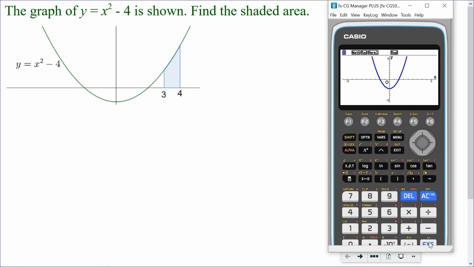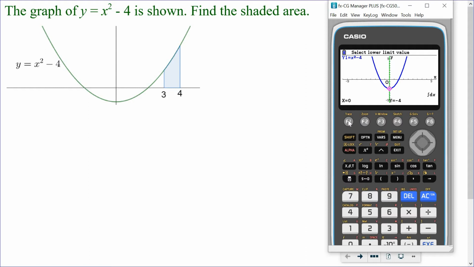Right, so we want to integrate from 3 to 4, so you choose G-solve, which is F5, and then you can't see integration, so you press F6, and there's the integral sign above F3, so press F3, and to get a straightforward integration, you just use F1.